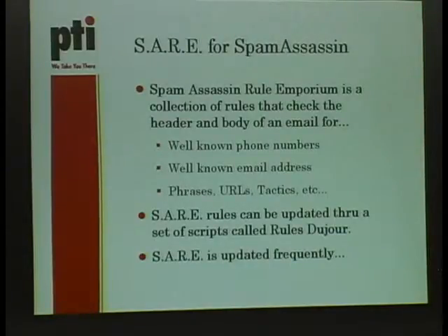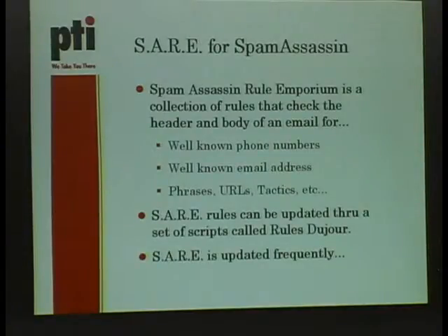People actually go out, figure out their own corpus or the way they're going to catch the email, and write a rule. So what you find in these rules is actually well-known phone numbers to like pharmaceutical companies or mortgage companies, well-known email addresses that are tagged with spam, phrases, URLs, and other tactics like the pockmarks, Viagra spelt with a 1 instead of an I. So that's what these rules are all about, and they're pretty darn effective.